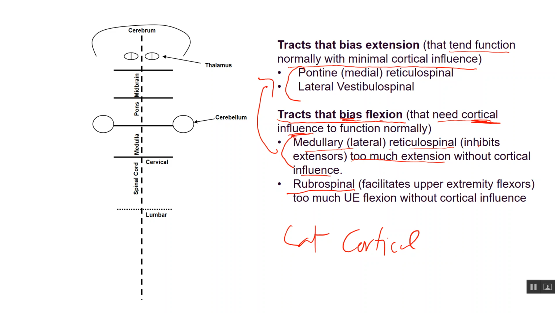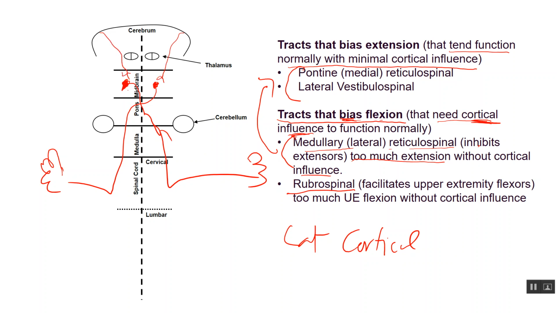So here's how we get decorticate versus decerebrate rigidity. Let's put our red nucleus in here. We'll just worry about the rubrospinal tract. The rubrospinal tract is really the key here. It crosses over and goes to our upper extremities on each side, to the hand, and it creates a reasonable amount of upper extremity flexion facilitation when the cortex is working normally. So the cortex has some influence over these to keep it at the right level of activity.